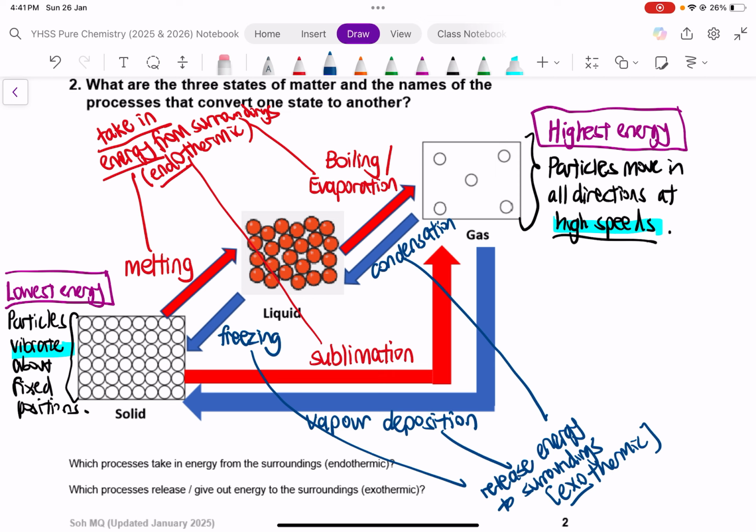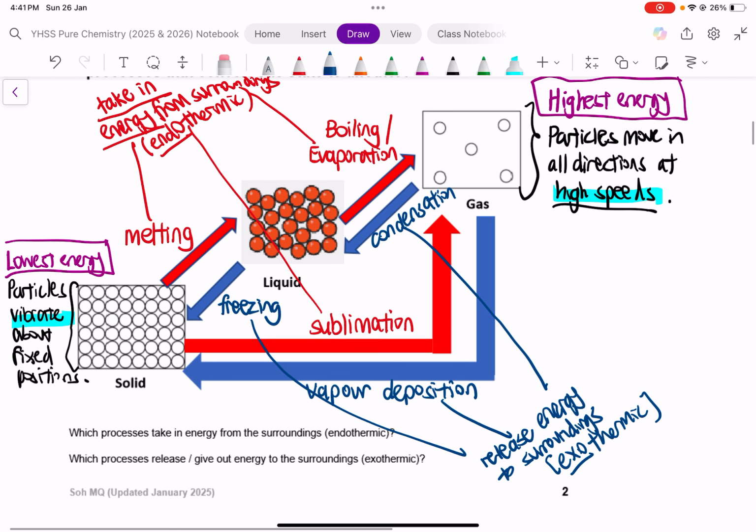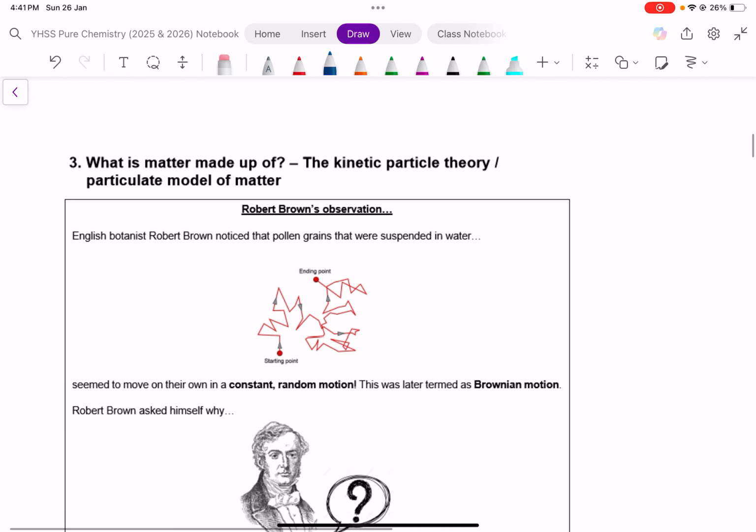But what is the evidence for such a particulate model of matter? What led scientists to believe that matter was made up of particles? Now, this was the work of many scientists, but let's focus on one scientist first, who is English botanist Robert Brown. Being a botanist, he was studying flowers, in particular pollen grains. So he dropped some pollen grains into water, and he noticed as he looked at the pollen grains under the microscope, the pollen grains seemed to move, and they moved in a constant random motion. Now, this is called Brownian motion, named after Robert Brown himself.